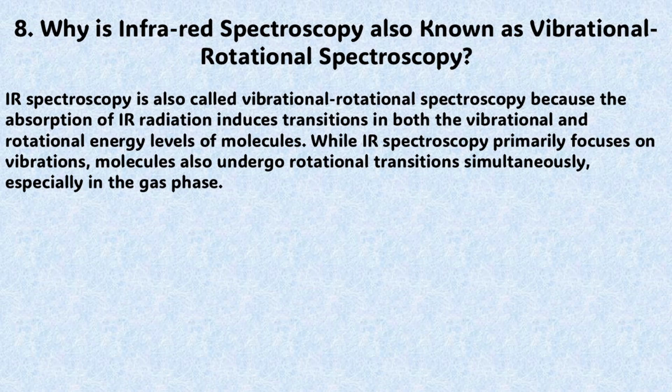Infrared spectroscopy is also called vibrational rotational spectroscopy because the absorption of infrared radiation induces transitions in both the vibrational and rotational energy levels of molecules. While infrared spectroscopy primarily focuses on vibrations, molecules also undergo rotational transitions simultaneously, especially in the gas phase.